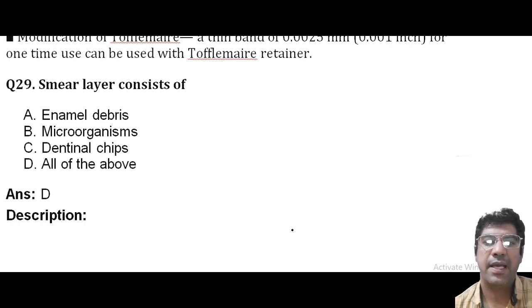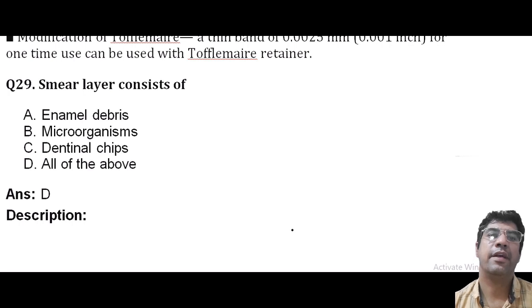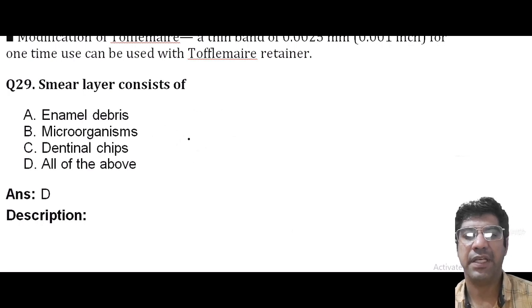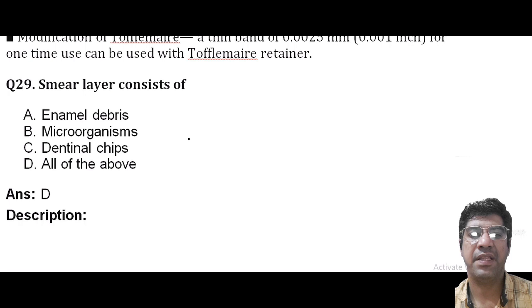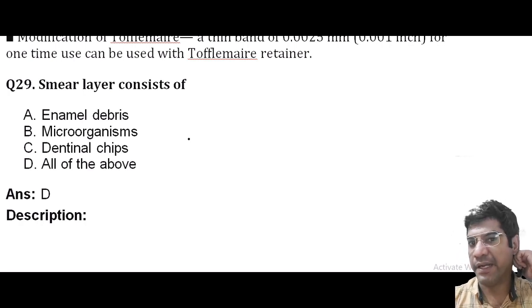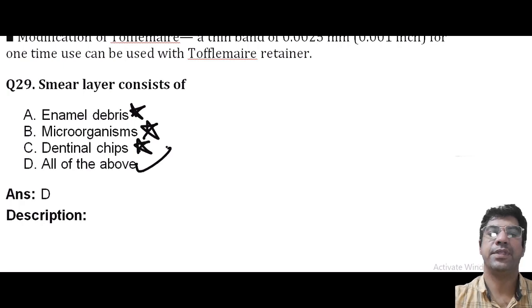So this smear layer will provide a protective barrier by occluding the dentinal tubules with the debris that are known as smear plugs, and can cause reducing dental permeability and sensitivity. It can interfere with the chemical and mechanical bonding of the restorative material to the tooth structure. So they consist of enamel debris, microorganism, as well as dentinal chips.